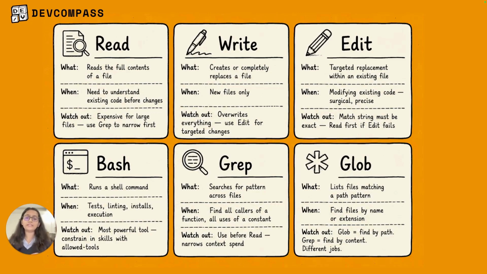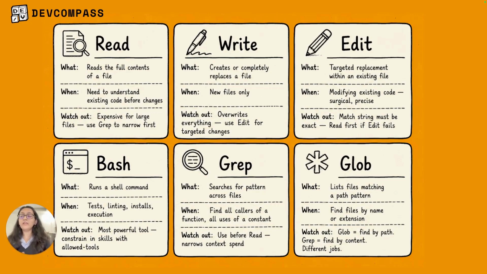The third tool is edit. It makes a very targeted replacement within an existing file. It finds a specific block and replaces it. So you have to use it when modifying existing code. Surgical, precise, preserves the rest of the file. What you need to watch out is edit requires the match string to be exact. If there is a white space difference, slightly different line, the edit would fail. So the fallback is read the file first to get the exact content and then edit with the correct match string.